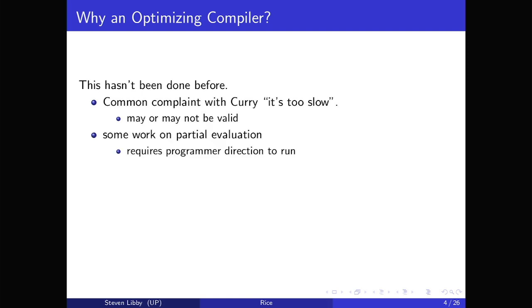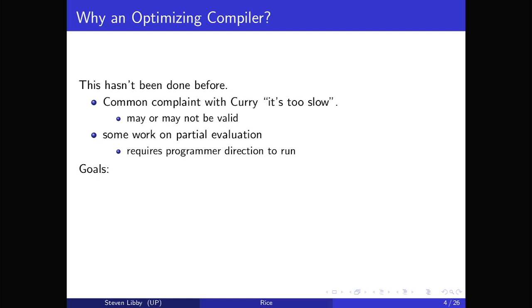There has been some work on partial evaluation, and a lot of really good work on that. The issue I had with it is there are a lot of things partial evaluation doesn't cover. It's a good optimization, but it's not the only one. It's also not automatic in Curry. So you can do partial evaluation, but it does require help from the programmer. And I want a compiler that just takes the Curry program and spits out efficient code.